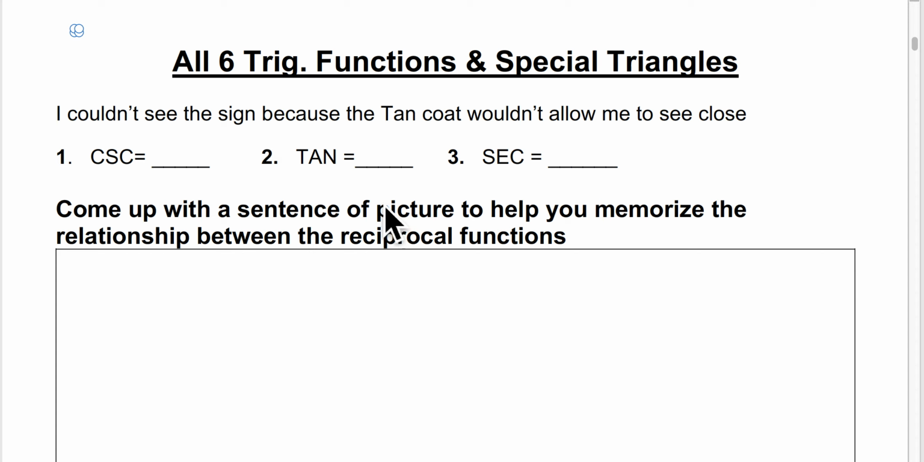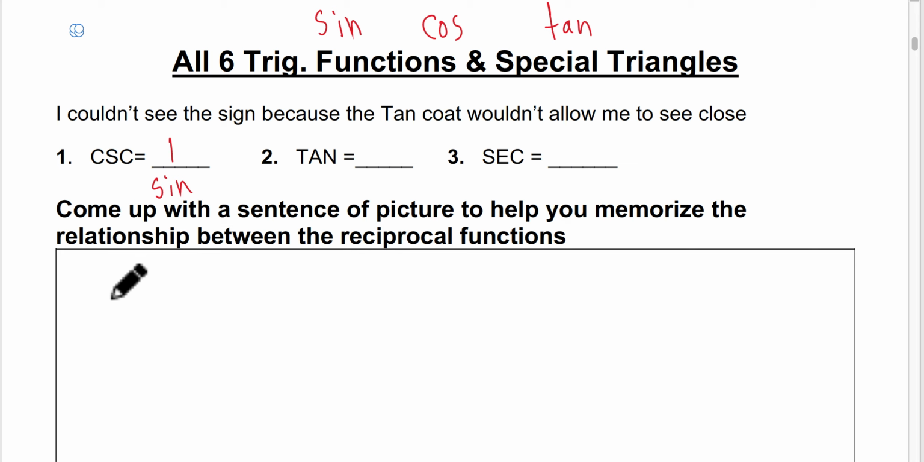All right, we are going to talk now about all six trig functions. We're used to the trio that we always worked with before. We had sine, we had cosine, and we had tangent, and we're comfortable with that. But now we're going to learn about the reciprocals. The first one is going to be cosecant. That's the reciprocal of sine, so that's going to be equal to 1 over sine.